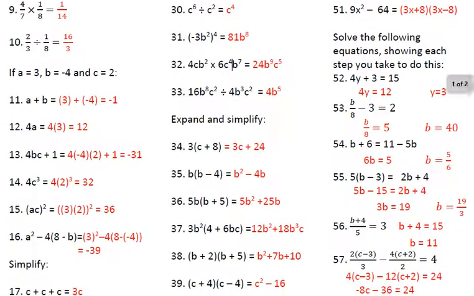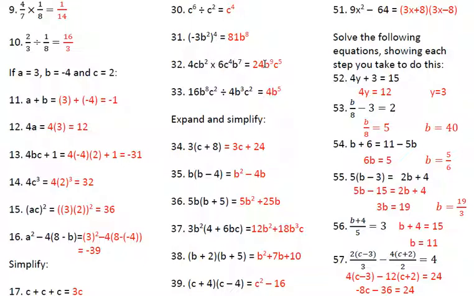Next one, number 32. Coefficients 4 and 6. We're timesing them. So we've got 24. But then when you look at the powers of the letters, we're not going to times them, even though times is the main operator. We're going to add those powers together.